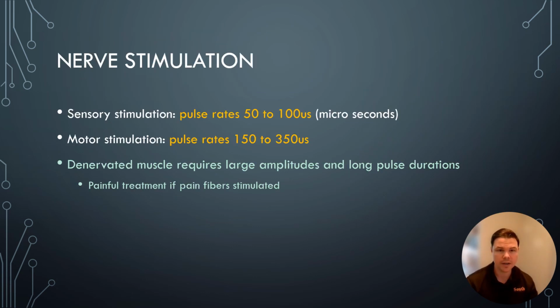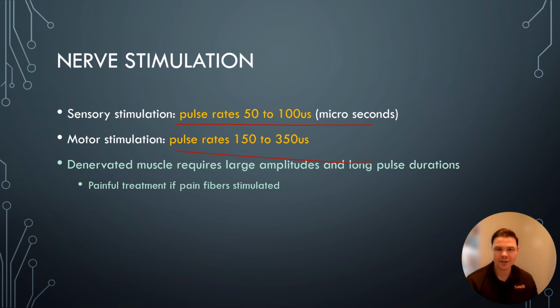That would be on your quiz. These are just the direct rates. We talked about this, but this plays into the fact that 50 to 100 pulses per second, or sensory stimulation, 50 to 100 pulses per microsecond, versus 150 to 350 pulses per microsecond. Again, it goes right back to the chart we just showed you a second ago.